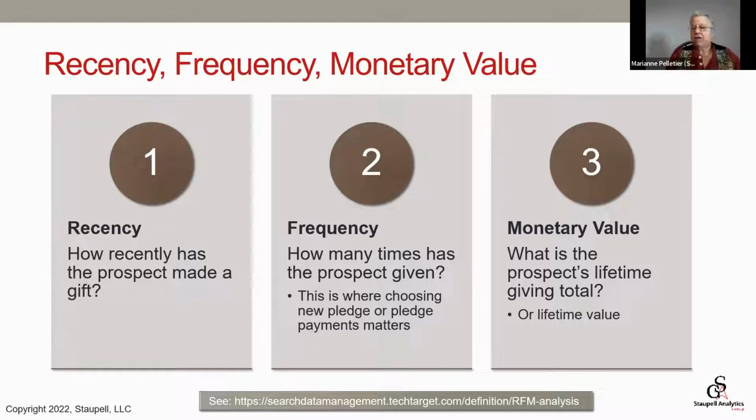And then monetary value is lifetime giving. It's how much is the lifetime value of this person's charitable intent, right? And when you say lifetime value, now you have to think, do I include in-kind gifts? Do I include planned gifts, right? Donor advised funds, is that assigned to me? And then matching gifts, is that part of my monetary value? And you have to think about it, right?